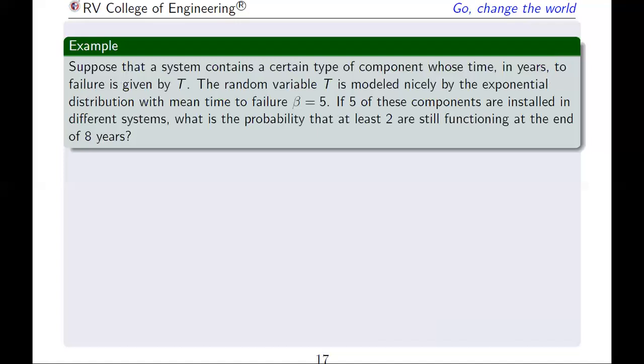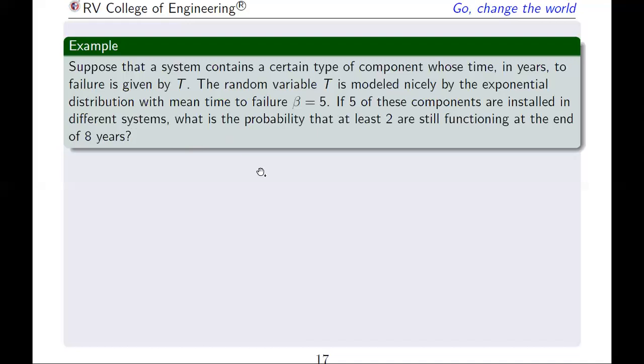Next problem. Suppose that a system contains a certain type of component whose time in years to failure is given by t. The random variable t is modeled nicely by the exponential distribution with the mean time of failure beta equal to 5. If 5 of these components are installed in different systems, what is the probability that at least 2 are still functioning at the end of 8 years?